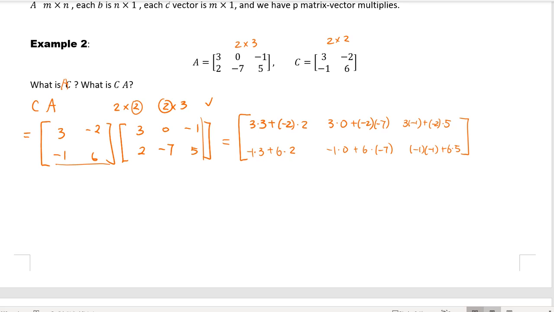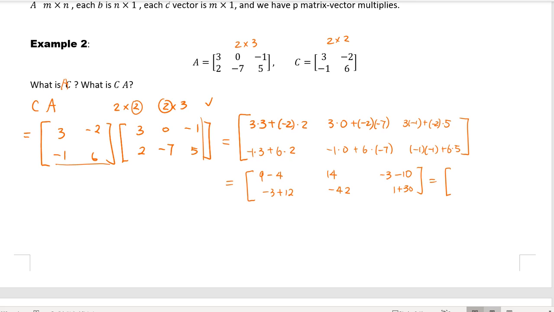Okay, what is the answer? This is 9 minus 4, right? And this guy is 3 times 0 is 0. And negative times negative would become positive, 2 times 7 is 14. And then minus 3 minus 10, right? This is minus 3 plus 12. This is 0, and then minus 42. This is 1 plus 30.